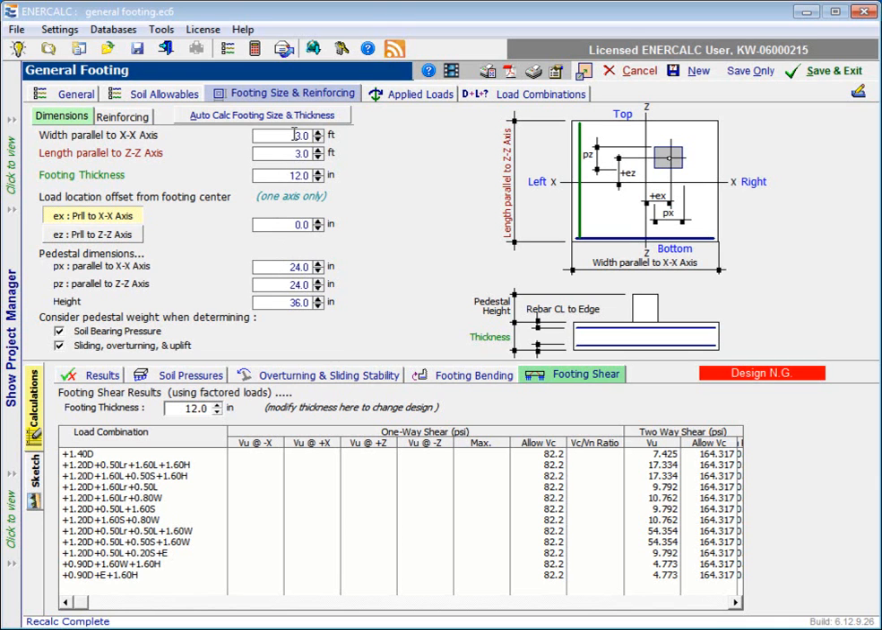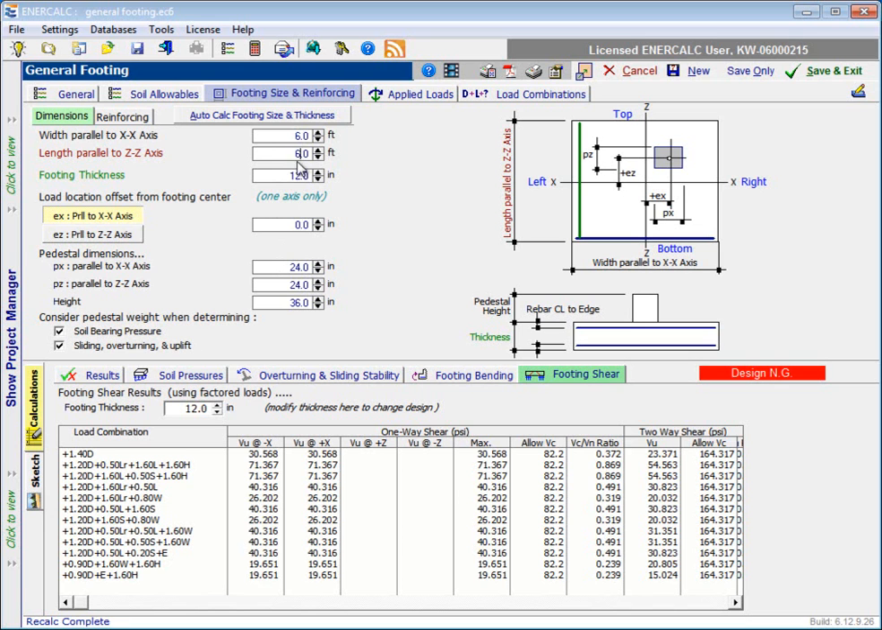So what we need to do to make this a little bit more interesting is just bump this up to something like, say, 6 feet by 6 feet. Just a starting point, just a guess, but now at least we can take a look at some meaningful results here on the footing shear tab. Again, keeping in mind that we're going to have to go back through and optimize this and take a very close look at the reinforcing and so on.